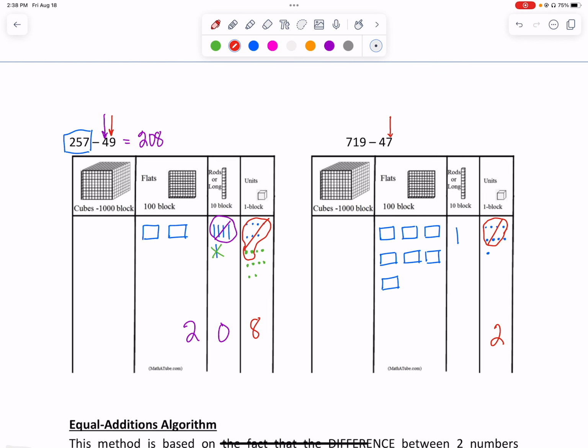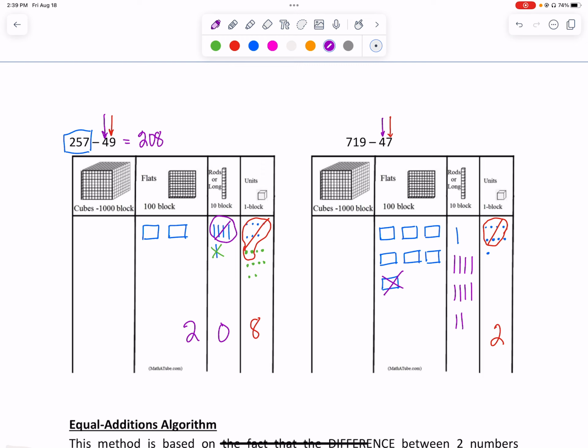So now I need to take away 4 of my rods. I don't have 4 rods. So I'm going to have to take one of those blocks and split them into pieces. So remember, that means I'm going to have 10 pieces because I'm in base 10, right? So there's my 10 pieces. So now I can start taking them away. So let's see, I need to take away 4.